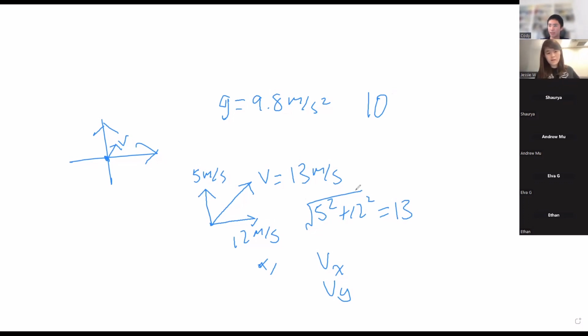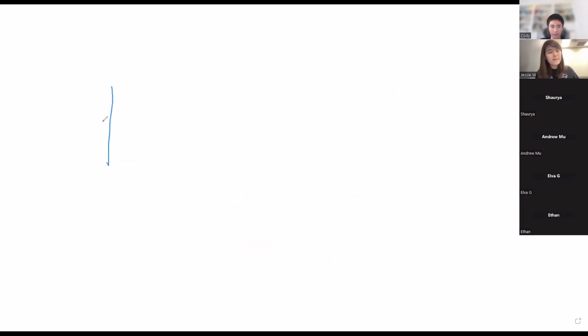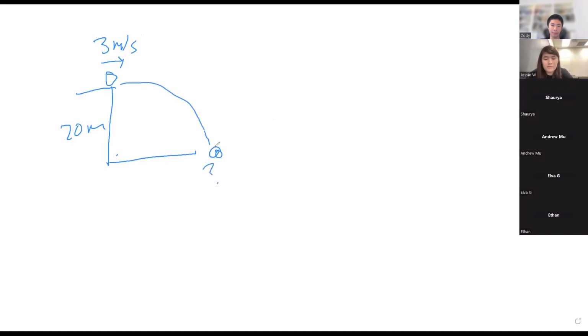I don't think people usually use the quadratic equation because it's simpler to break it down into the x and y direction, right? So for example, there's a cliff right here and there's a rock, and we push it off at 3 meters per second. Let's say the cliff is 20 meters tall. So then let's say we want to find how far it goes, where this point is, how far from the bottom of the cliff.